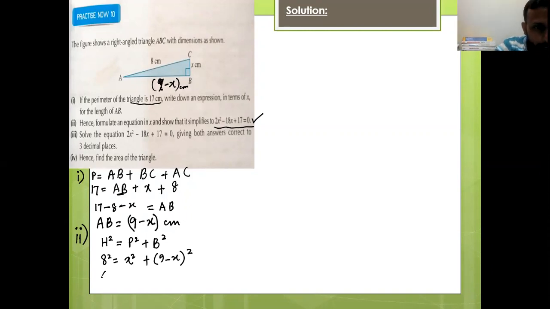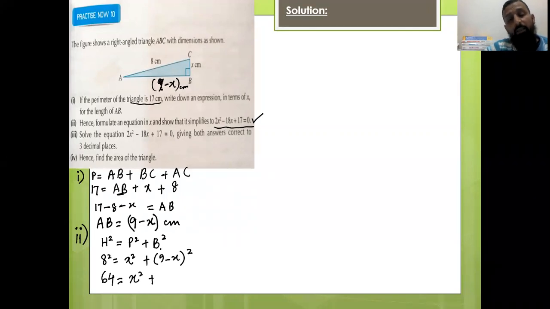So 8 squared is 64, equals x squared plus 9 minus x, the whole squared. Now, again, you need to apply an identity to open up this bracket. What identity? Remember, identity number 2: a minus b, the whole squared, equals a squared minus 2ab plus b squared.